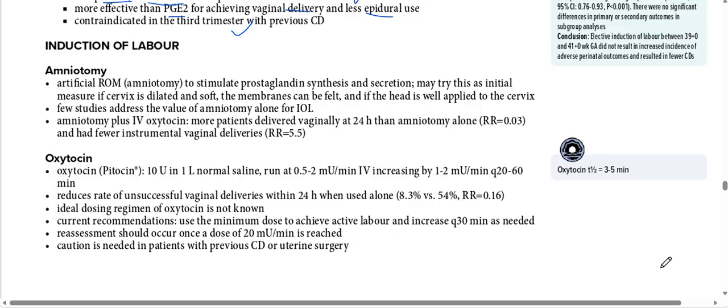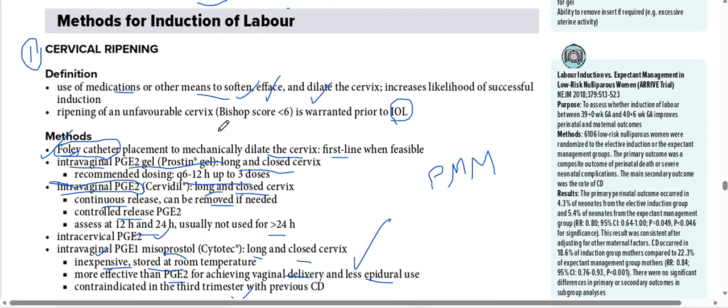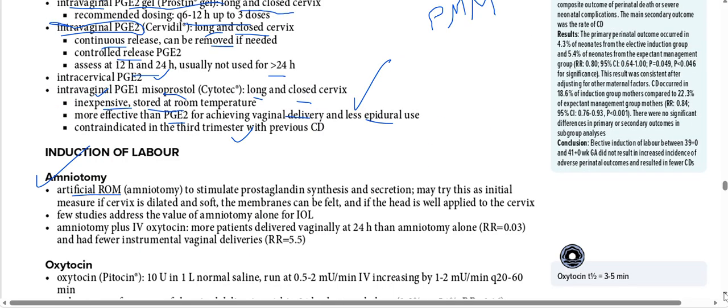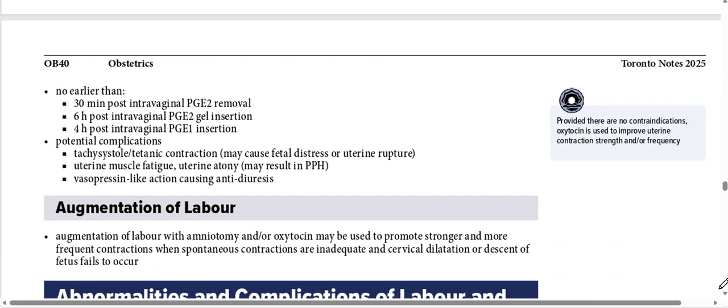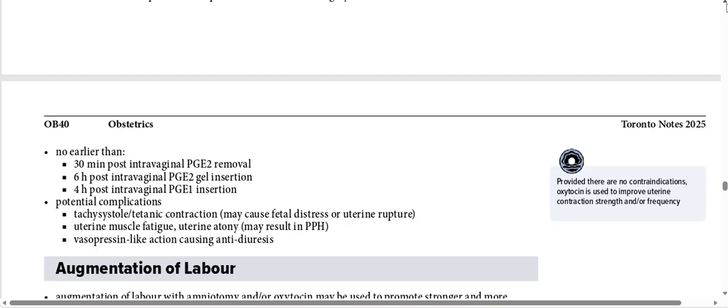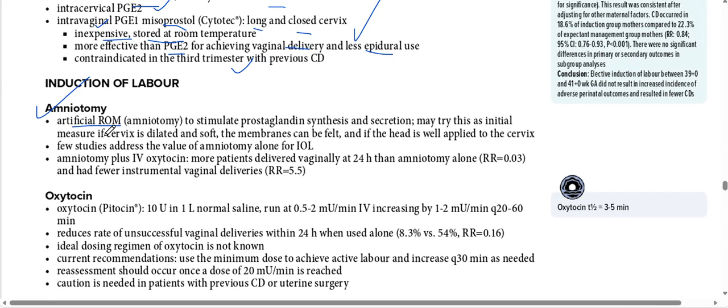Now, induction of labor can be done with the help of amniotomy, that is artificial rupture of membranes. These are the methods for cervical ripening; all these things are prerequisites for induction of labor. Now, for induction of labor, basically we need to give either oxytocin, or do the procedure called amniotomy. Let's read about amniotomy first. Artificial rupture of membranes is amniotomy. The purpose is to stimulate prostaglandin synthesis and secretion.